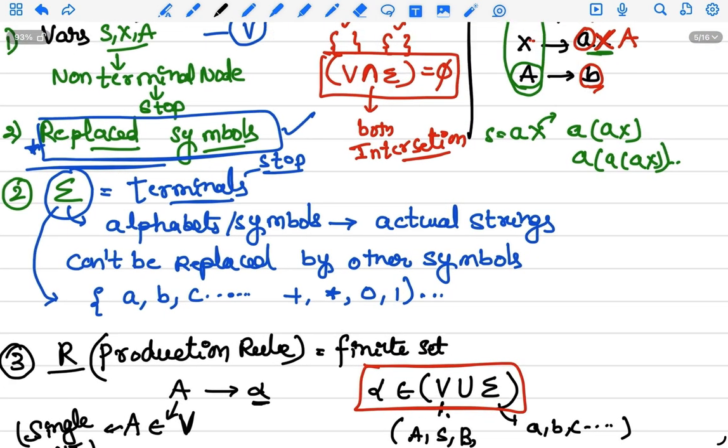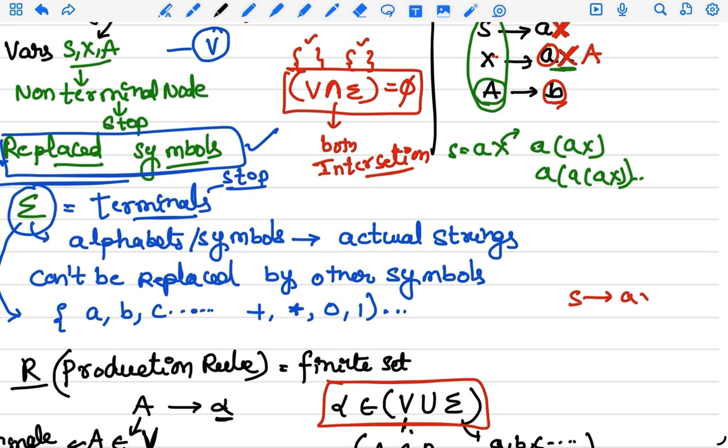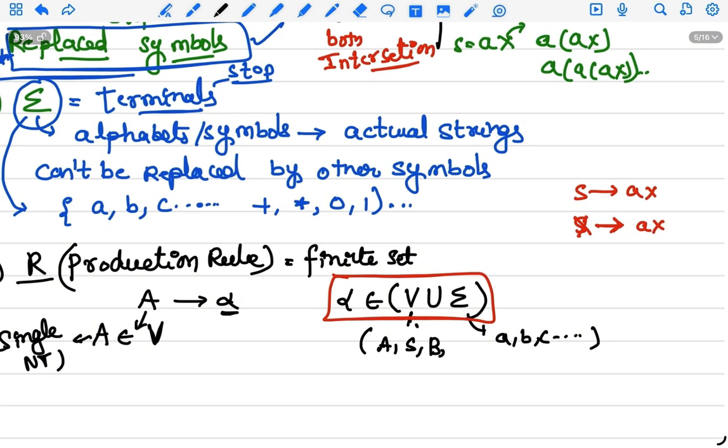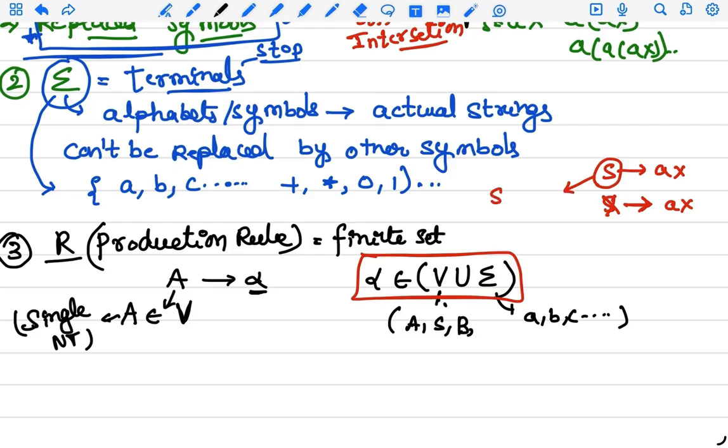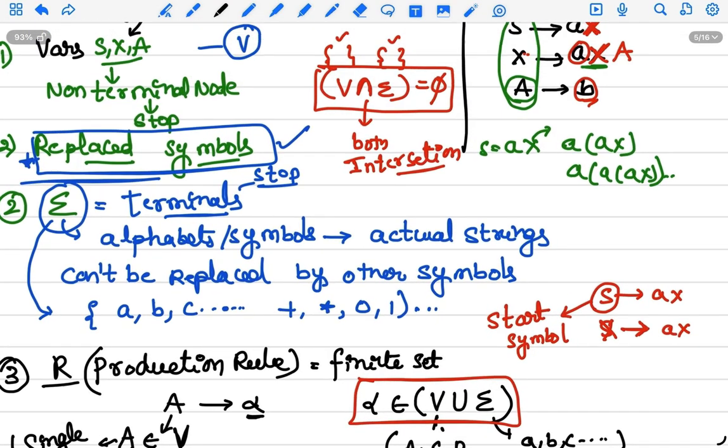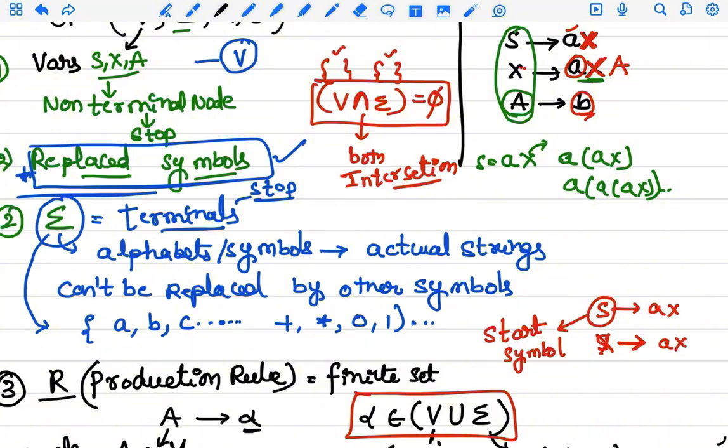So this is called the mapping. In this example, S tends to AX is a mapping, and X tends to AX again. This is the mapping, this is the production rule. These are called the production rules. The start symbol: the mapping starts from S, right? First S is mapped. Because of that it is called the start symbol.